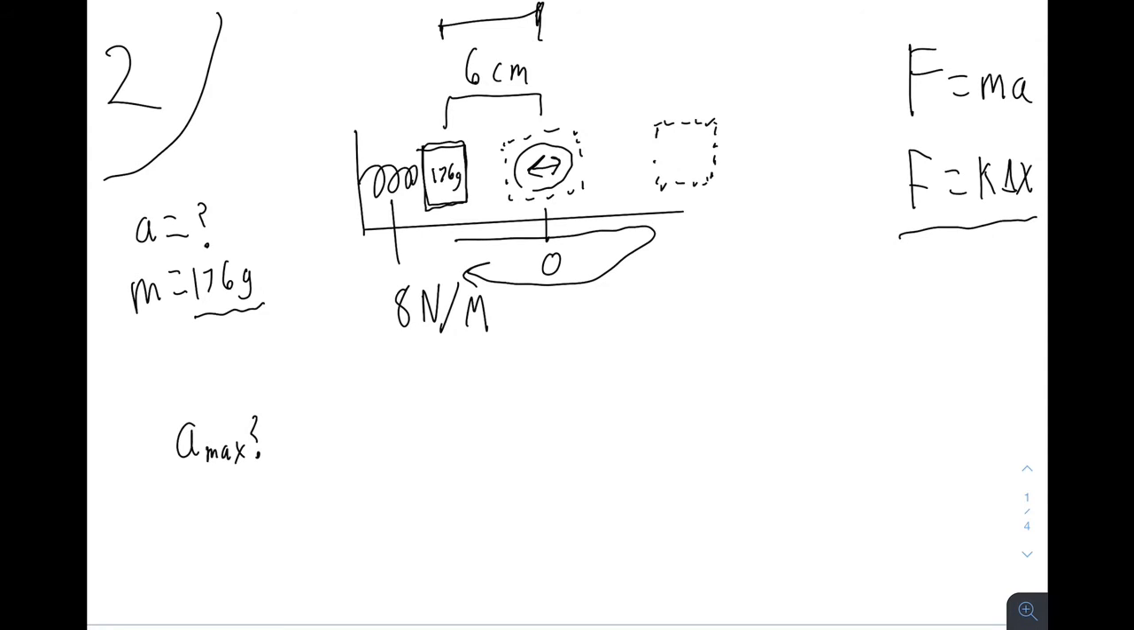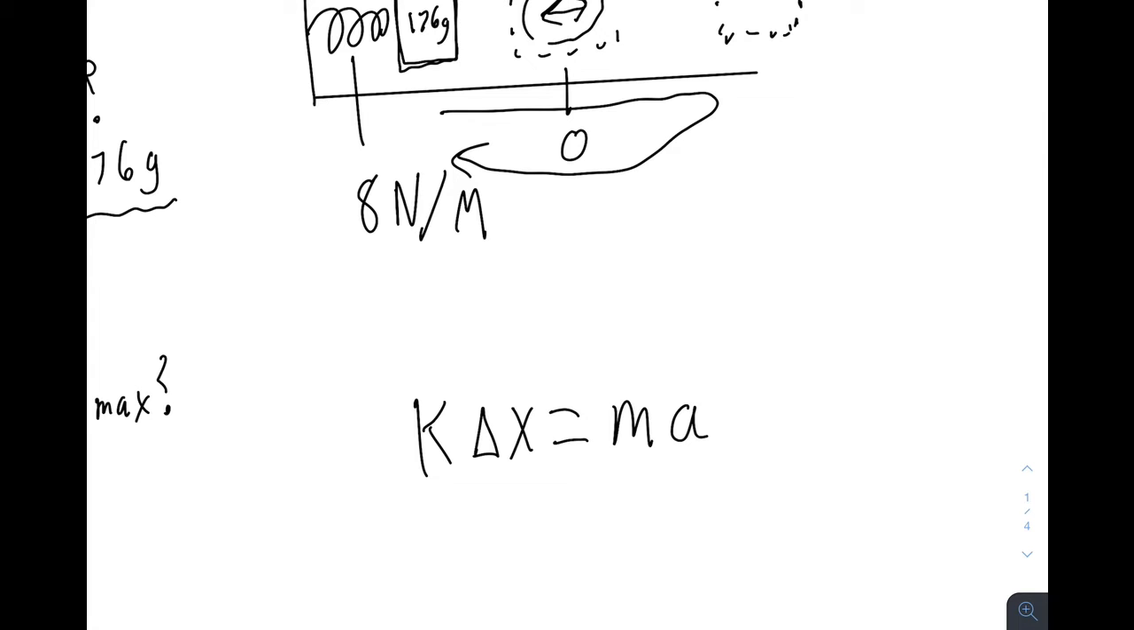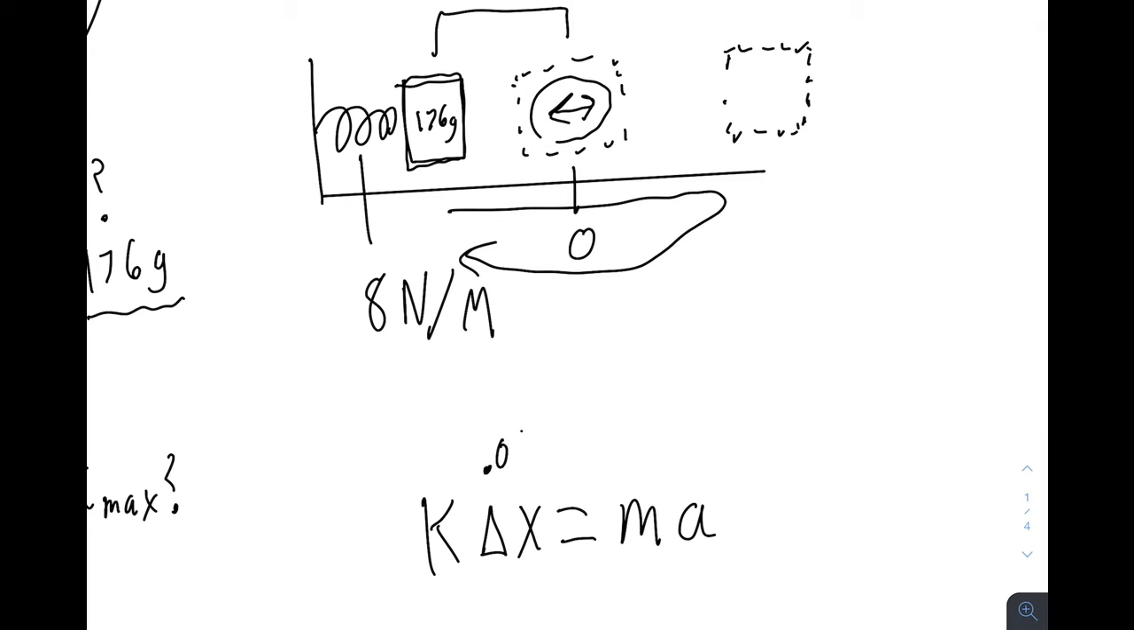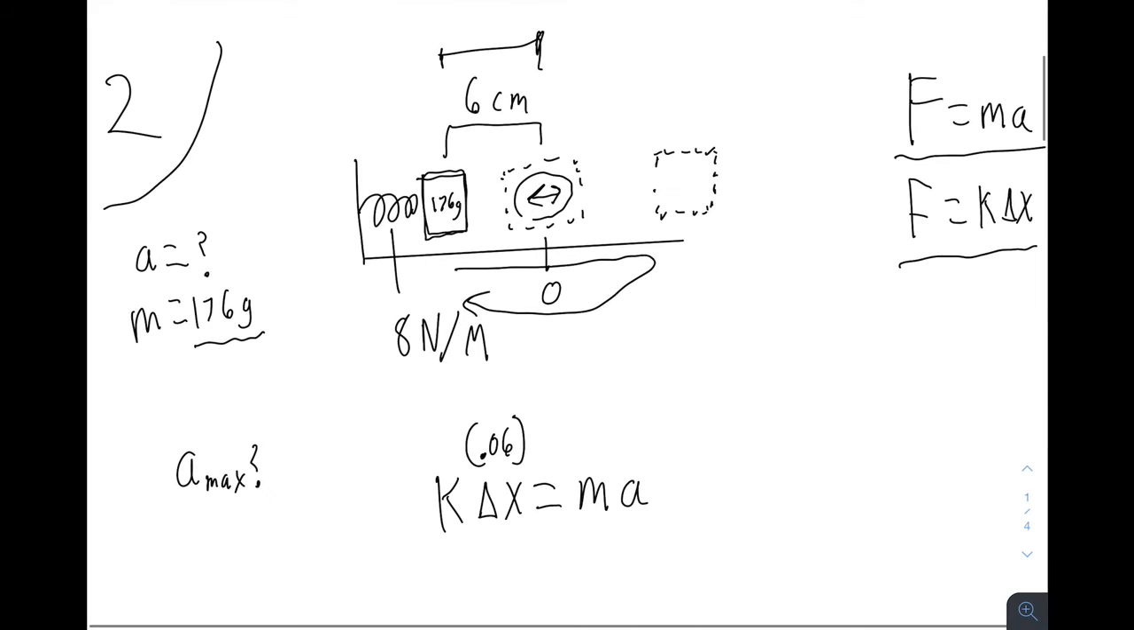We know the force of the spring is equal to the k value of the spring times delta x in meters, and we know force equals ma. So since these are both forces, we can set them equal to each other. So k delta x is equal to mass times acceleration. Our delta x is from the equilibrium point, so we have 0.06 meters, 6 centimeters. Our k value is given to us. It is 8 Newtons per meter.